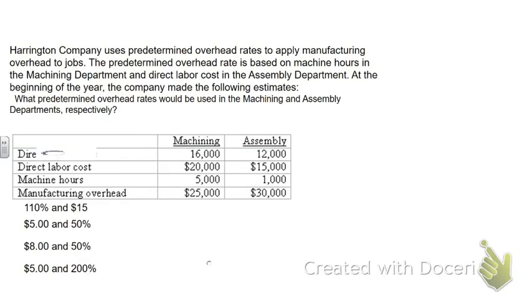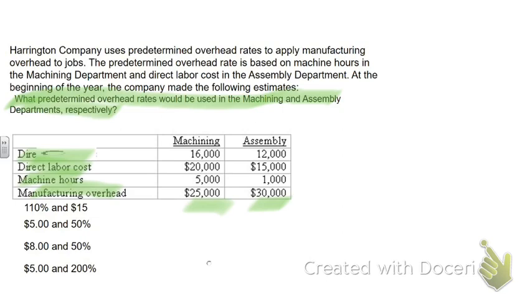Once again, as I mentioned before, I always go to the end and find out what I'm looking for. The question here asks for what are the predetermined overhead rates. So I'm looking for a rate. I've got machining here and I've got assembly. I've got direct materials, direct labor, machine hours, and manufacturing overhead. Keep in mind, the only thing that we are going to create the rate for is overhead. So the numbers that become really important are those bottom two, manufacturing overhead. And then the question is what are we going to use as the base?